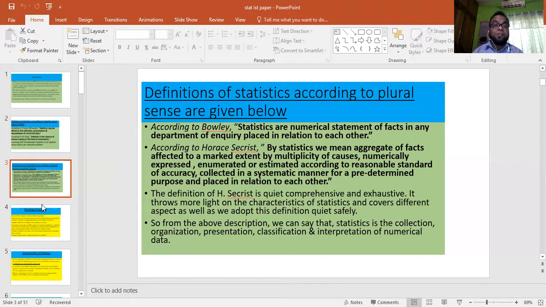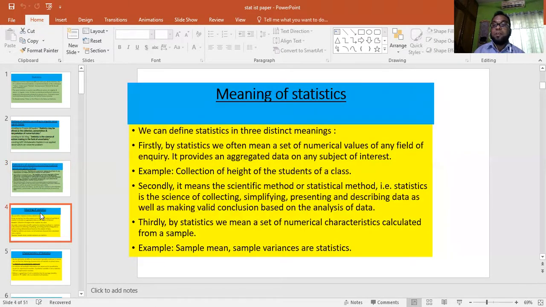Okay, all these things together are called statistics. Now our fourth slide, meaning of statistics. What is the meaning of statistics?